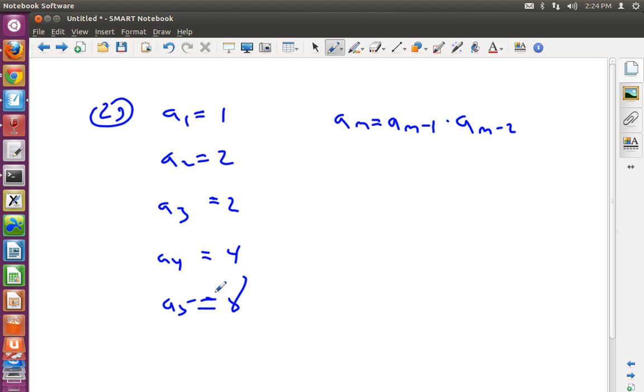I know a sub 1, a sub 2, let's get a sub 3. But that's assuming that they have the same discrete part. No, that's assuming that a sub 3, where's my tablet? A sub 3 is a sub 2 times a sub 1. That's what this is saying. A sub 3 is a sub 2 times a sub 1. A sub 4 is a sub 3 times a sub 2. A sub 5 is a sub 4 times a sub 3.